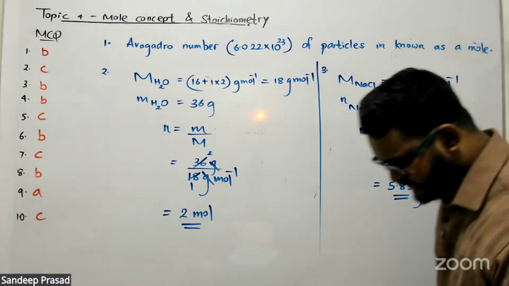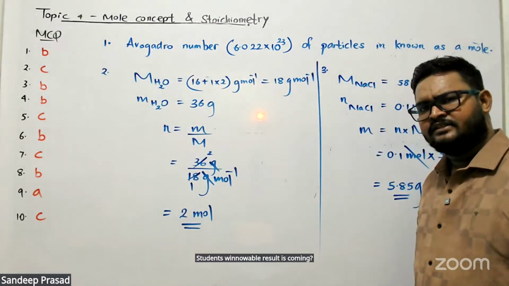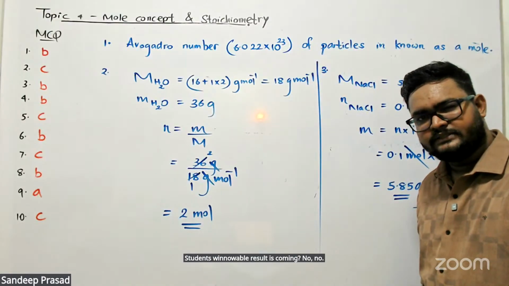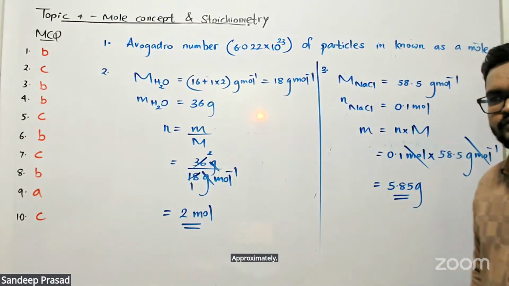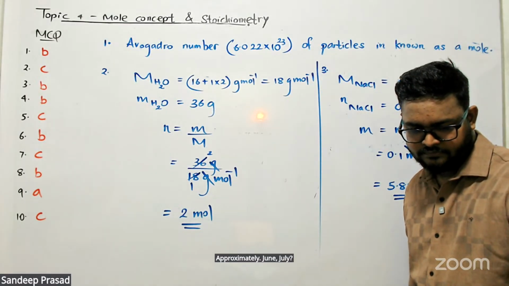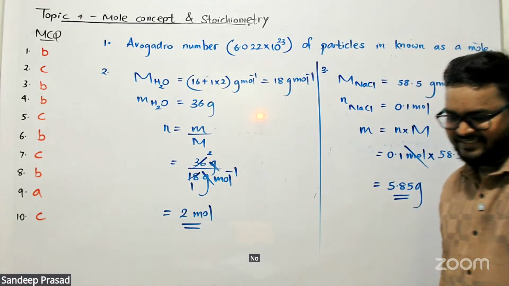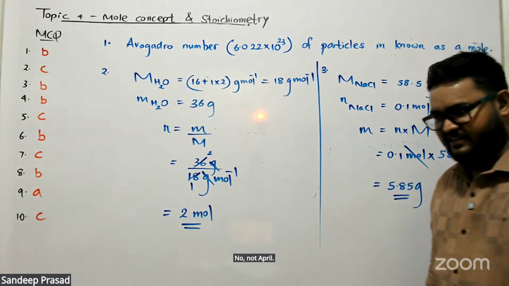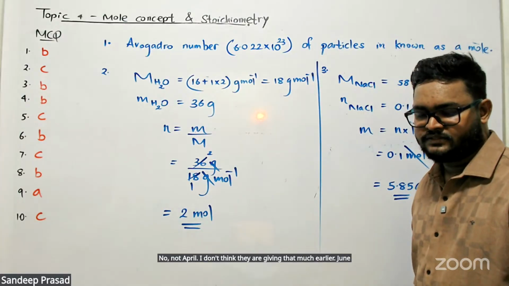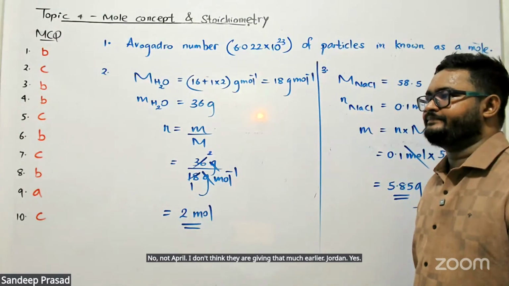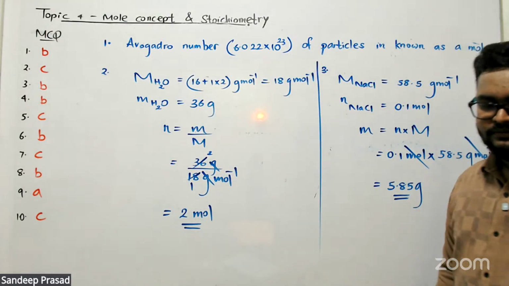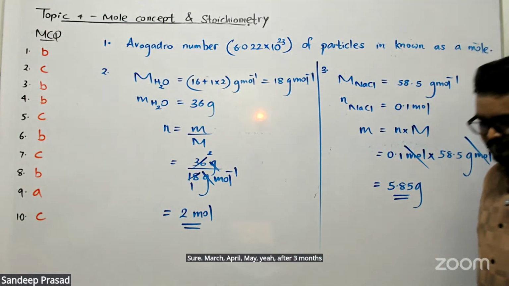Students, when is the O-level result coming? Don't know. Approximately June, July? No, not April. I don't think they are giving that much earlier. June again, eh? Yes, June. March, April, May. Yeah, after 3 months.